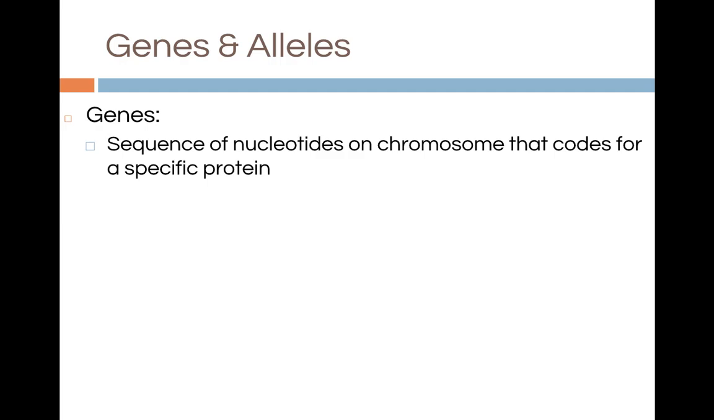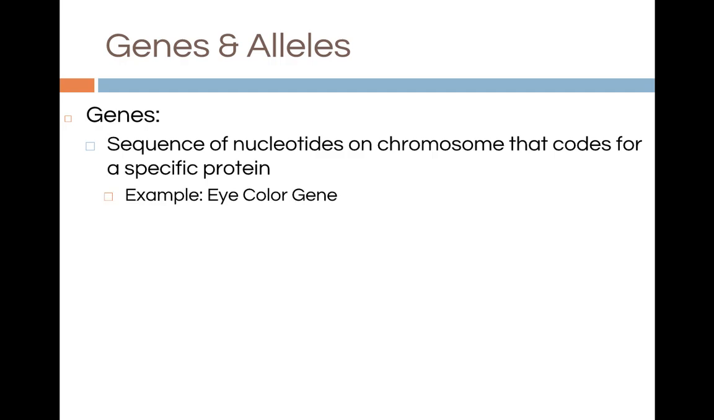So let's talk about some very basic vocabulary. What is a gene? You've definitely heard this word before. A gene is a sequence of nucleotides, remember those A's, T's, G's, and C's in our DNA on a chromosome, that codes for a specific protein. So one gene is going to give the information to make one protein inside of the cell.